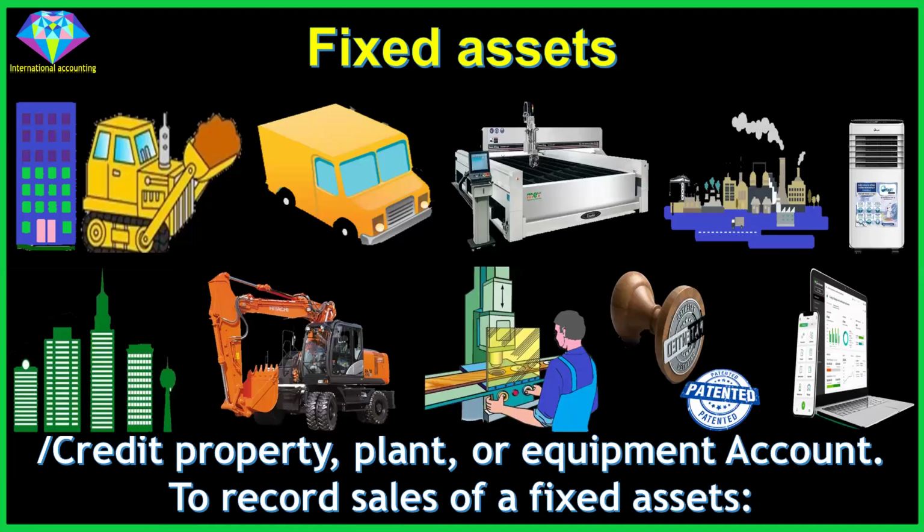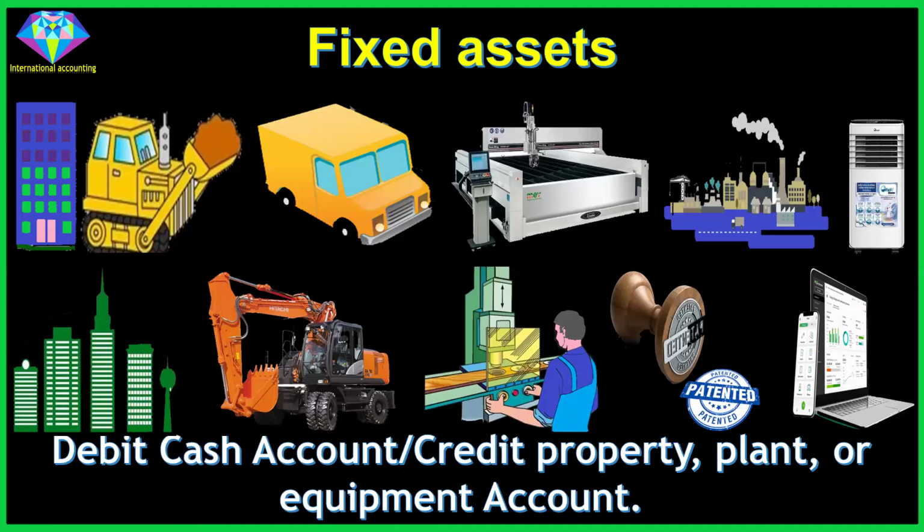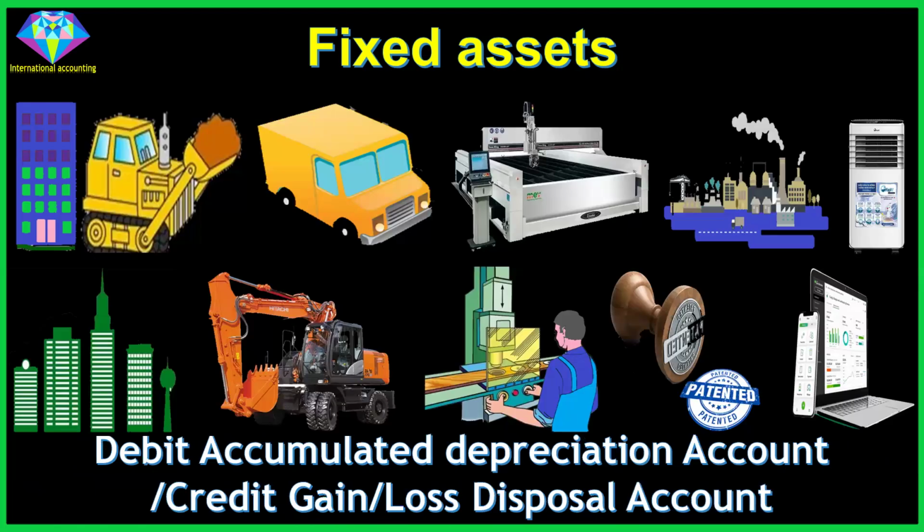To record sales of a fixed asset: debit cash account, credit property, plant, or equipment account. Debit accumulated depreciation account, credit gain, loss disposal account.